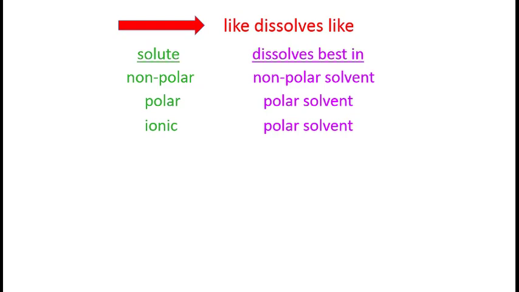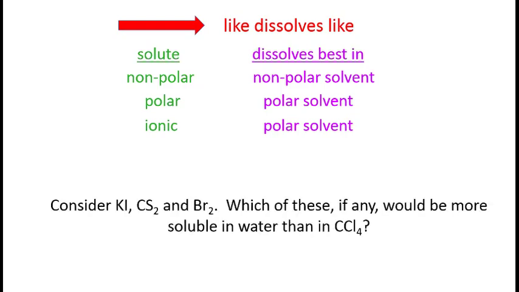Let's see how we use this to compare solubilities. Consider these three materials: KI, CS2, and Br2. Which of these, if any, are more soluble in water than in CCl4? Let's first look at the three solutes and try to determine if they are nonpolar, polar, or ionic. KI, with a metal and a nonmetal, would be ionic.